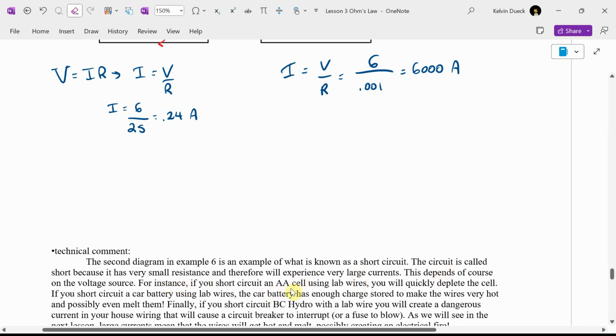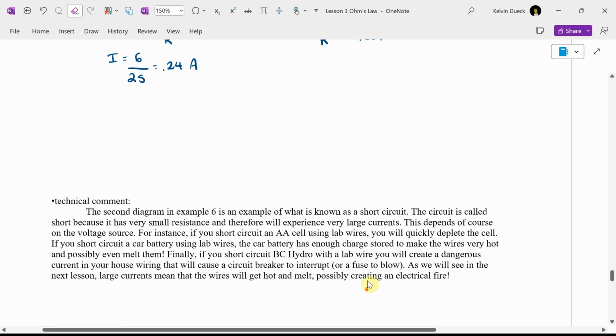If you short circuit a AA cell using lab wires, you'll quickly deplete the cell, but you probably won't even heat the wires up very much. If you short circuit a car battery, because it's got way more coulombs to give out, you'll probably heat up the wires, maybe even melt them.